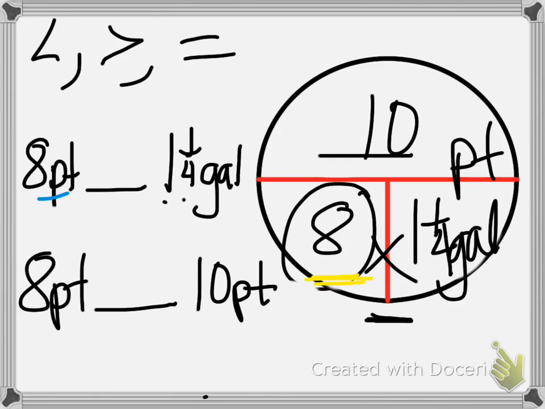Even though we knew that 8 pints was going to be less than 1 1/4 gallon, I wanted to show you why it was less than, so that way we can work it out. So this is comparing, just as we used the bubble, and I showed you how to compare.